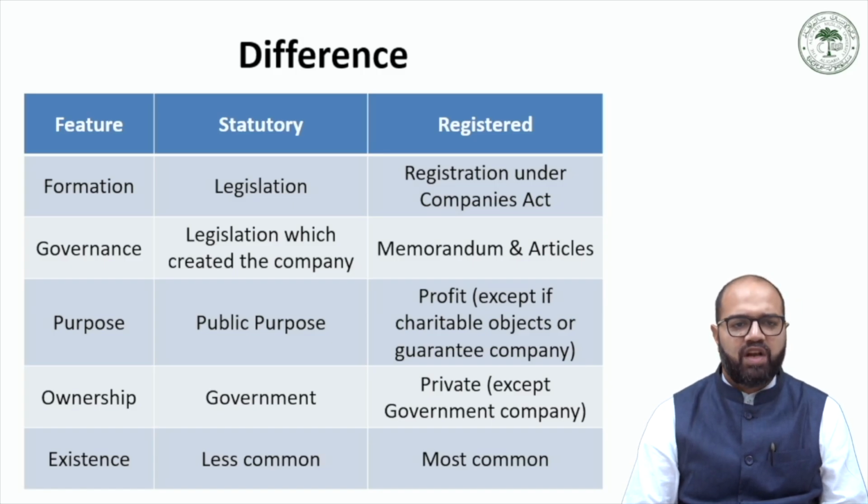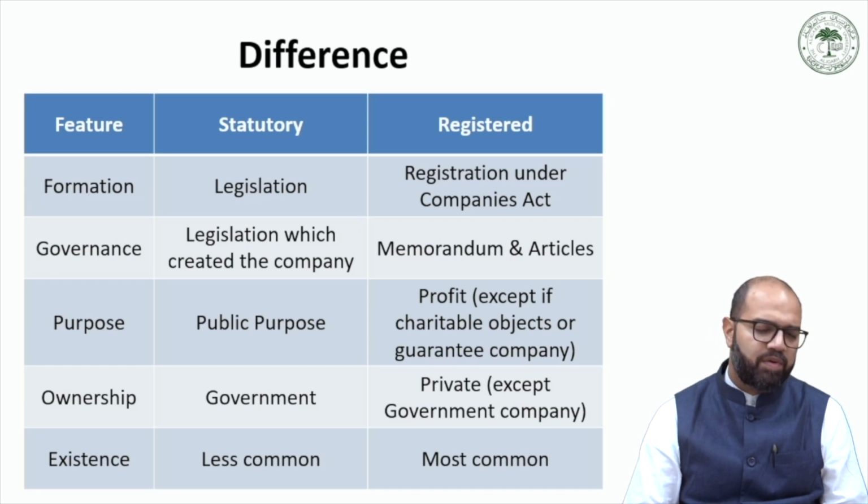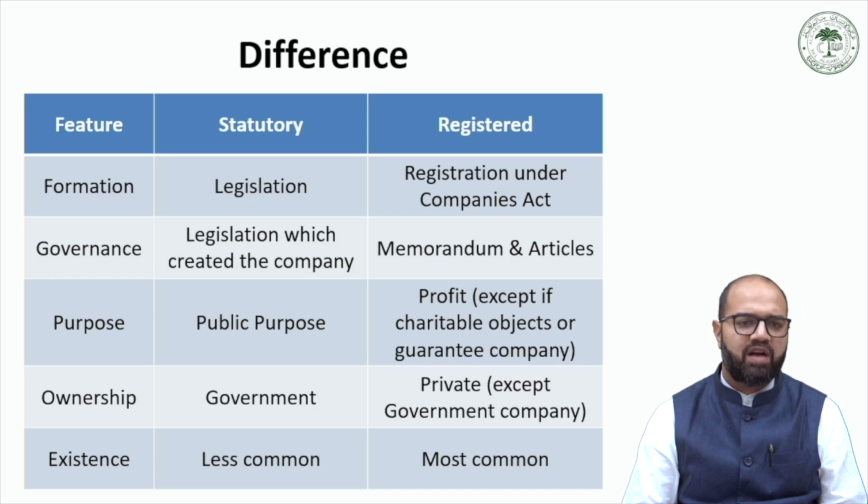The purpose of a statutory company is, mainly speaking, a public purpose for a larger social or economic goal, whereas the prime objective of a registered company is profit, except if a registered company is for charitable objects or a guarantee company. Now, what is a company with charitable objects or guarantee company? We will be taking it up in later lectures on this topic.